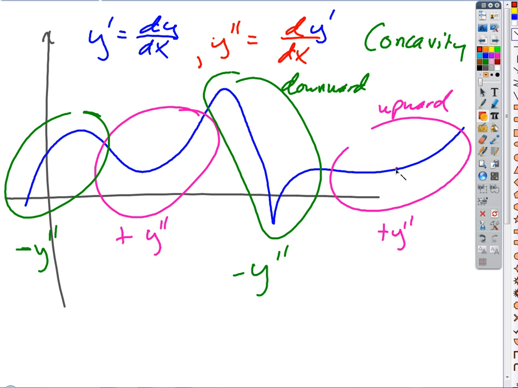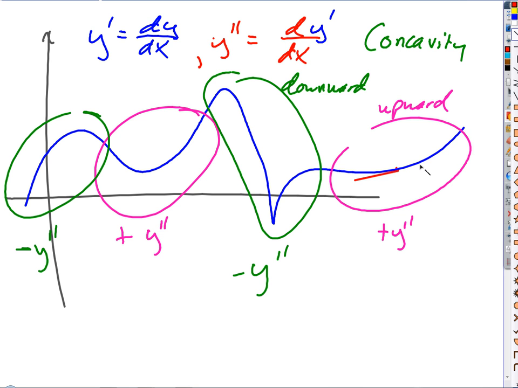If I take a tangent line there, for example, notice that the curve is entirely above the tangent line. Same thing over here. If I take a tangent line, right? But in the areas where it's concave down, the opposite occurs, right? If I take a tangent line there, notice that the curve is completely below the tangent line. Does that make sense? Okay.